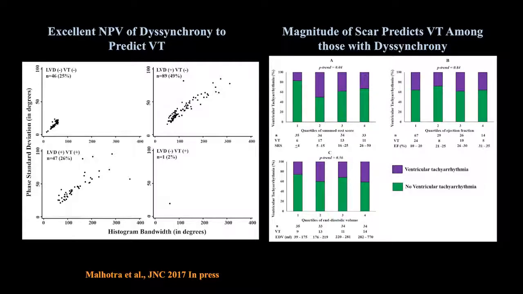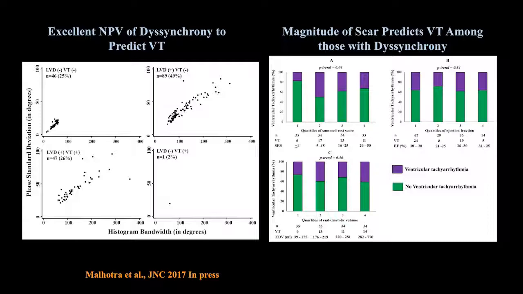So in our study, we found that dyssynchrony had an excellent negative predictive value for VT. Patients who did not have dyssynchrony did not have VT. There was only one per patient, so 98% negative predictive value. If you did not have dyssynchrony, you would not have VTs. Okay. Now, what about patients who had dyssynchrony?